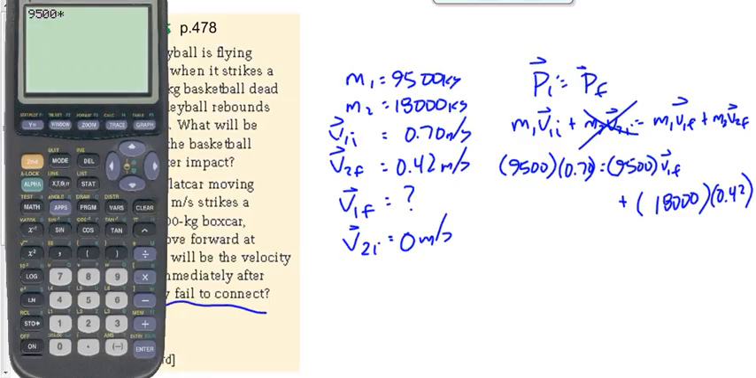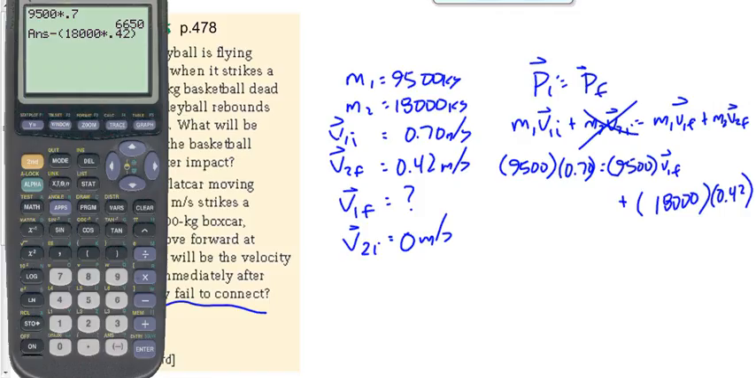9,500 times 0.7. That's the left-hand side. What am I going to do here? Subtract. See what I'm doing? 18,000 times 0.42. See what I did there?